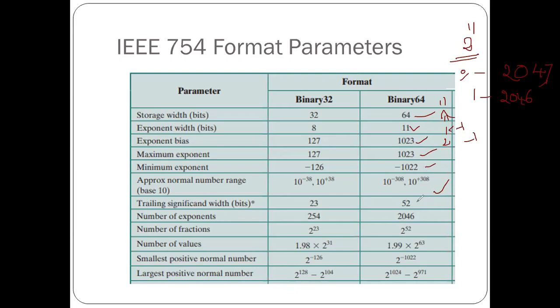And coming to the significand width, which is 52 bits, and number of exponents are 2046, right? So possible exponents are from 1 to 2046. 2046 exponents are available. And coming to the fraction value, 2 power 52 different combinations we may have. Number of fractions is this value. And coming to the number values, you need to apply the same formula. 2 minus 2 power minus n is the maximum value.